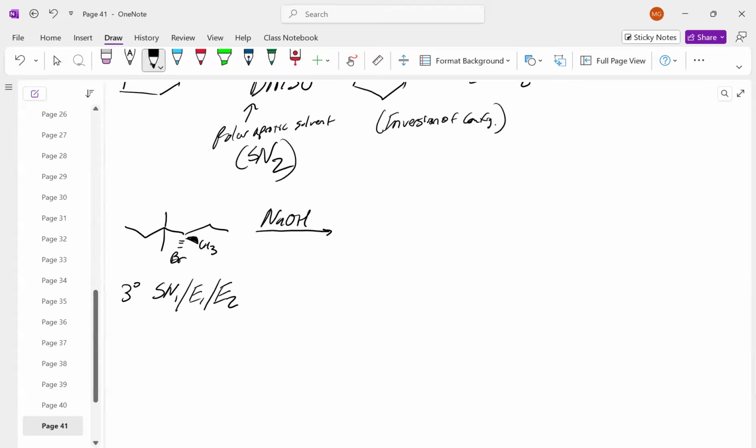Okay, so let's look at our reagents given here. Well, we have hydroxide. Again, I'm going to ignore the sodium. It's just a spectator ion. Hydroxide is a strong base, strong nucleophile. Now, what does that eliminate? SN1 and E1 right off the bat. So tertiary with a strong base just screams E2.